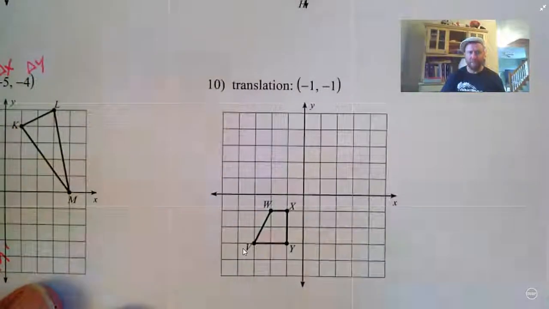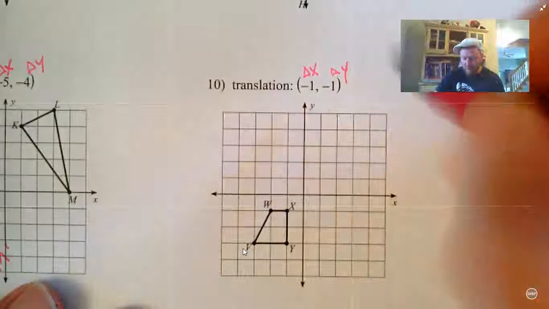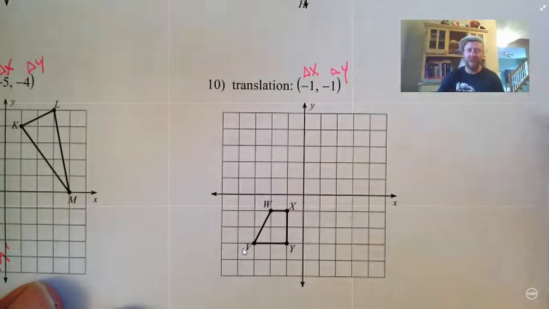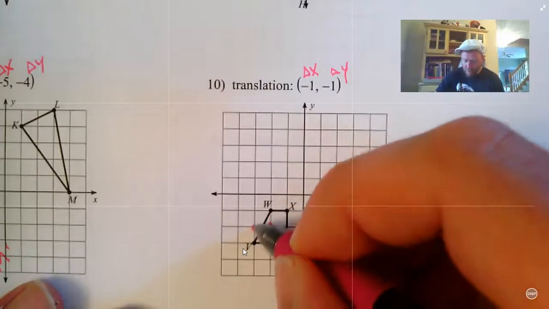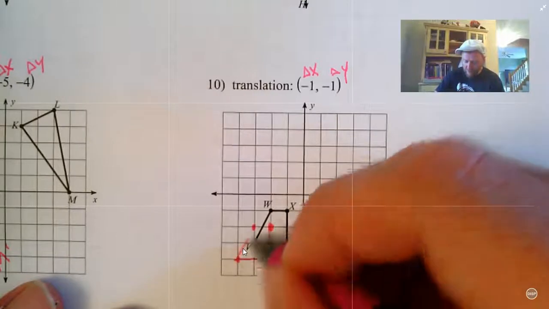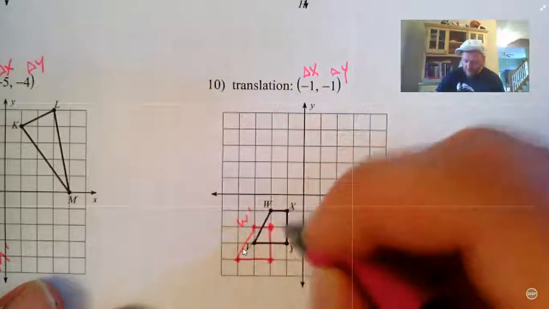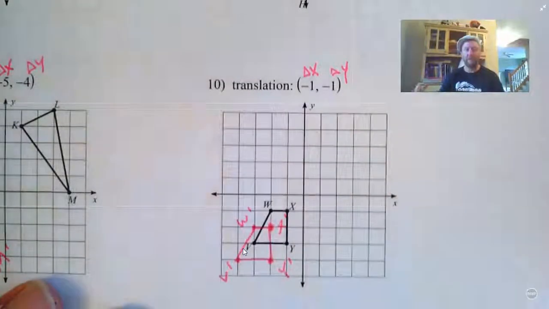All right, this one says delta X is -1, delta Y is -1, so it's 1 space to the left, 1 space down. So do that for each of these. This shape isn't moving real far. W prime, X prime, Y prime, V prime.